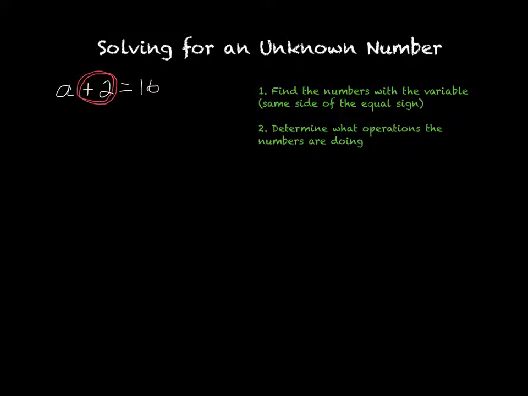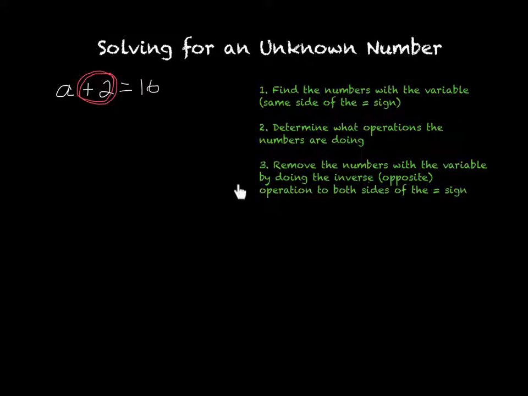The next step after we find the number with the variable is we're going to determine what operations the numbers are doing. Since there's only one number, this one is adding because it has a plus sign on it. Step number 2 is one that people sometimes forget, but it's important for step number 3.